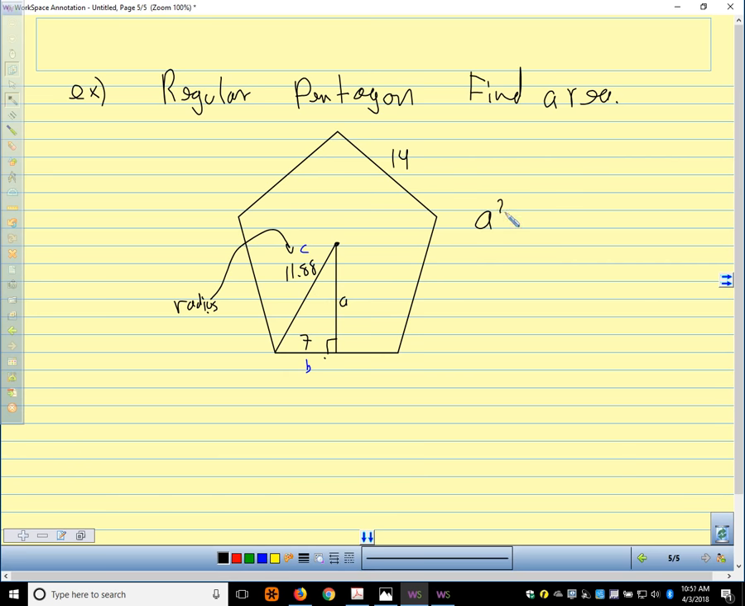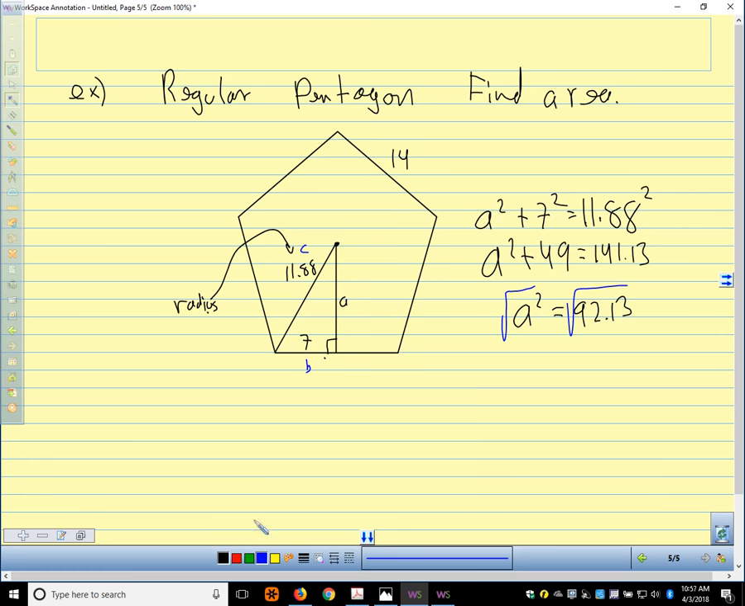So I get A squared plus 7 squared equals 11.88 squared. So A squared plus 49, 11.88 squared is 141.13. Subtract 49 from both sides. A squared is 92.13. And we take the square root of both sides to find the apothem. So A is 9.6. So we have the apothem. Now we can find the area.